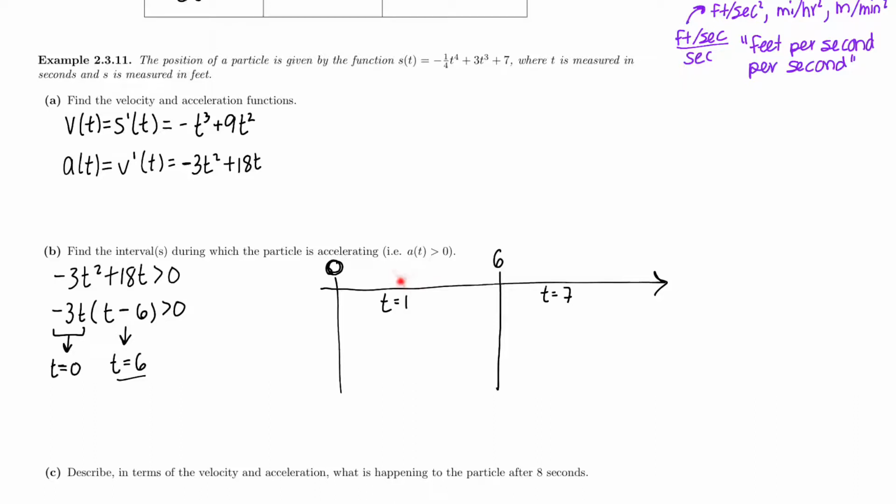And I'm plugging these test points into both of these components. So if I plug in 1 to this piece, negative 3 times 1, that's a negative number. Whereas plugging it into the second piece, t minus 6, 1 minus 6, that's a negative number. So they're both negative. And then two negatives make a positive.